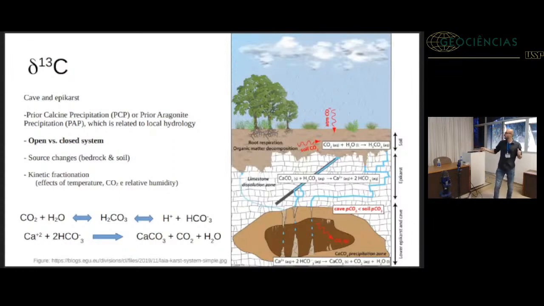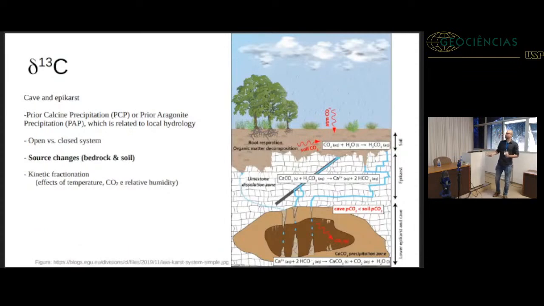But most of the time, the carbon from your limestone is much more positive than the carbon you have in the soil. You have much more carbon-13 here than here. These are inorganic carbon. So if you change from an open system to a closed system, you are changing the isotopic composition of your carbon in your stalagmite. Most of the cases are a mix between open and closed systems. Okay? So this can change over time in the same place. You can have just one or the other, but most of the time you have both things going together.